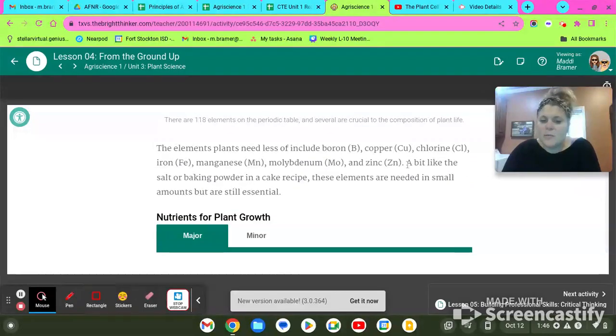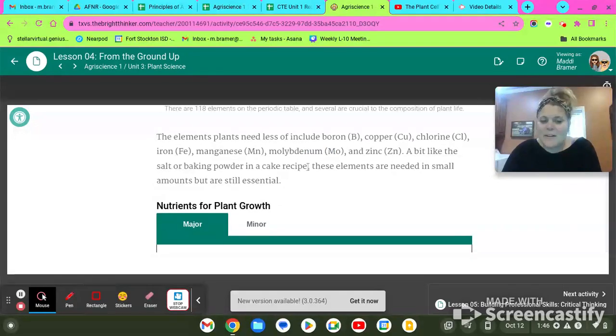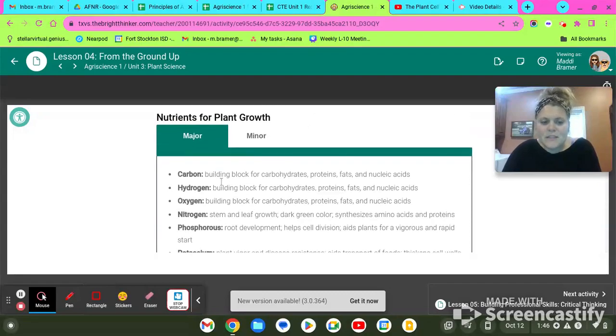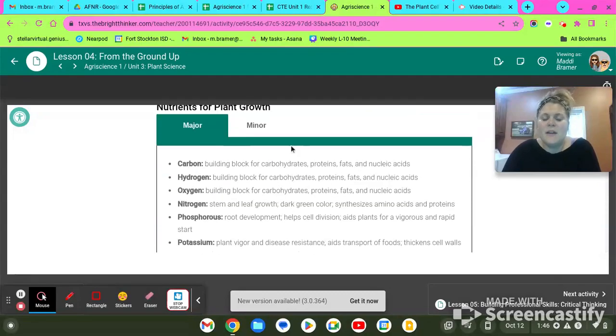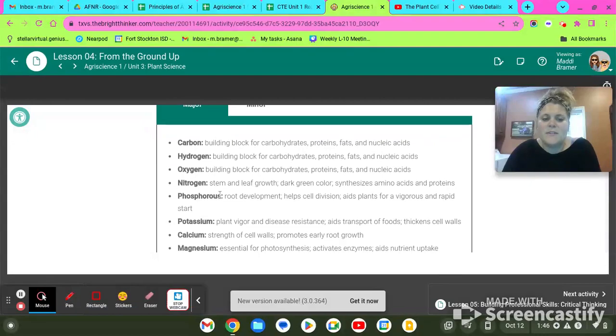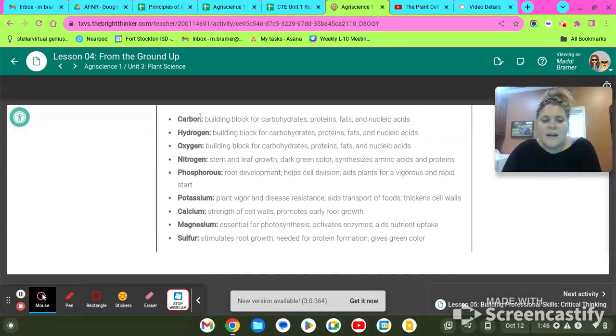These elements are still important, but plants don't need them as much: boron, copper, chlorine, iron, manganese, I'm not going to say that one, and zinc. A bit like the salt or baking powder in a cake recipe, they are needed in small amounts, but they're still vital. So here it outlines the different elements needed for plant growth and says what they are for, the major ones and the minor ones. So this is really beneficial. It shows the importance of each one. I'm just going to highlight a few.